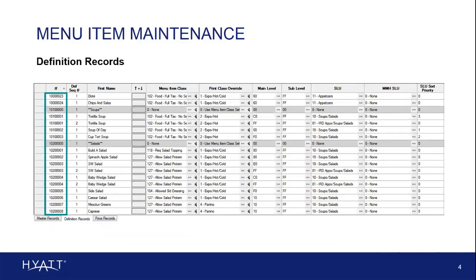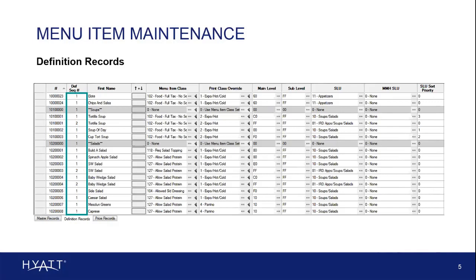Once again, we have the same record numbers that tie in from the Master Records tab. However, on the Definition Records tab, you might find that some of those record numbers repeat, and that's because they have a second or third definition sequence number. In this case, you see the tortilla soup has 2 definition sequence numbers, the SW salad or Southwest salad has 2, and the baby wedge salad has 2.